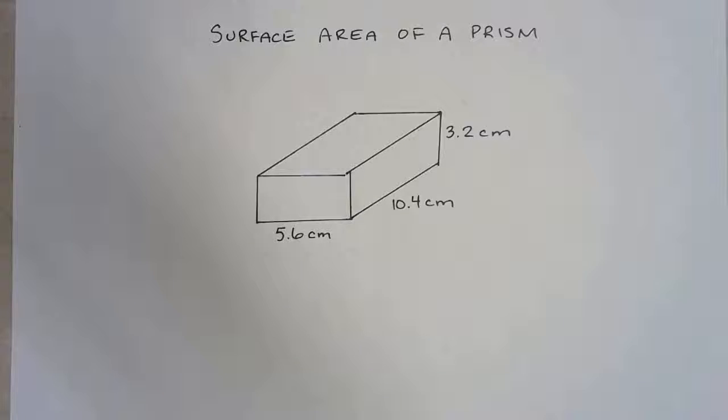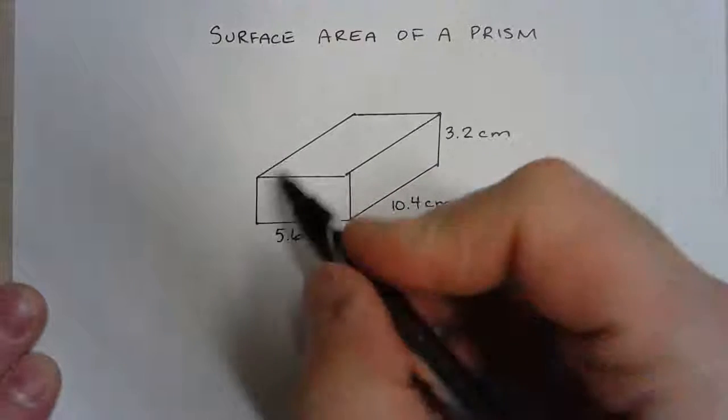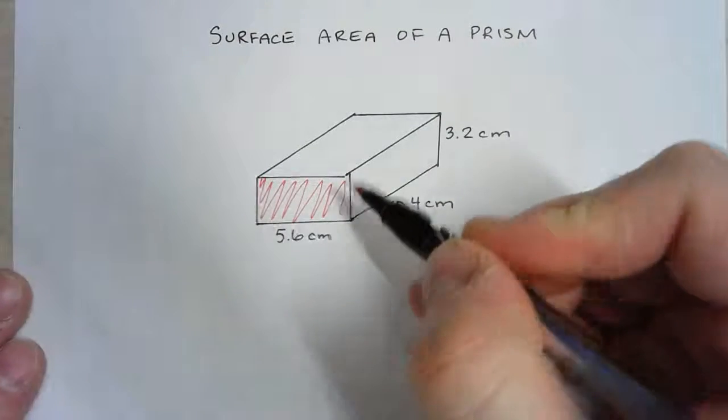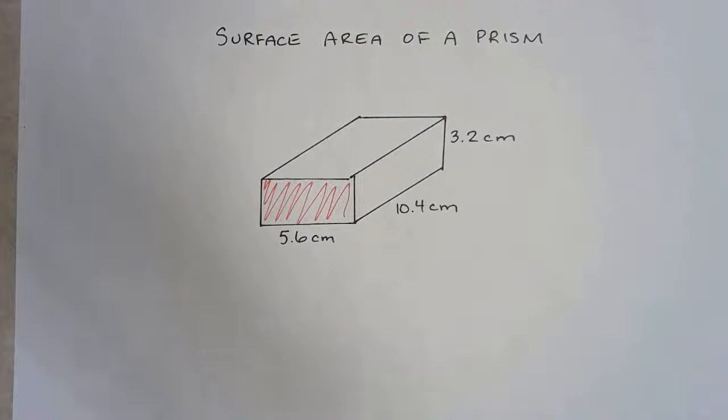In this video lesson, we're going to look at finding the surface area of a prism. To find the surface area of a prism, you need to find the area of all of the faces of the prism combined. So if we look at this prism, we're going to look at the areas of the different sides. I'm going to shade this in red, so that whenever you see anything written in red, you'll know that it's in reference to that face.